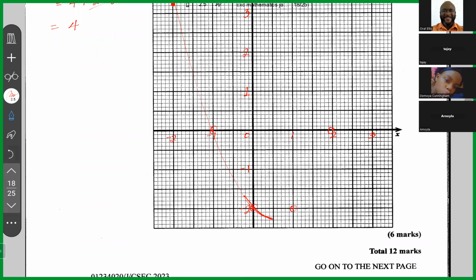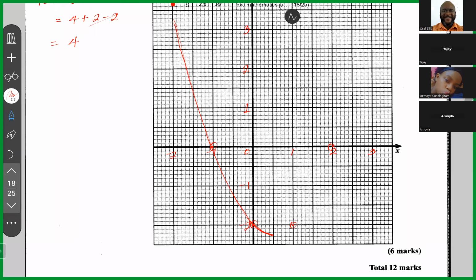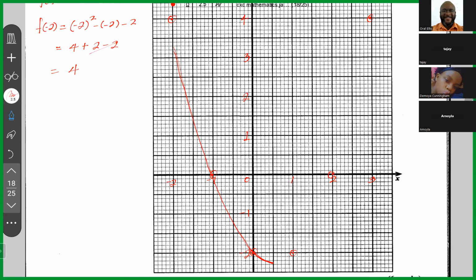Not going so great for me. Let's try again. All right, so let's just try and draw it as best as we can. All right, so let's just leave it at that.